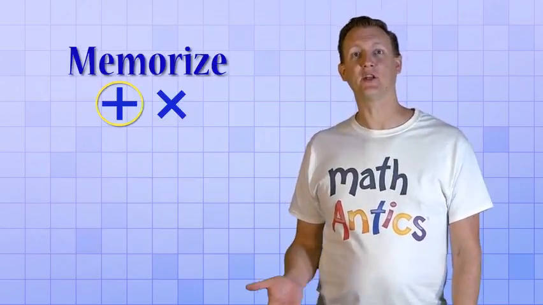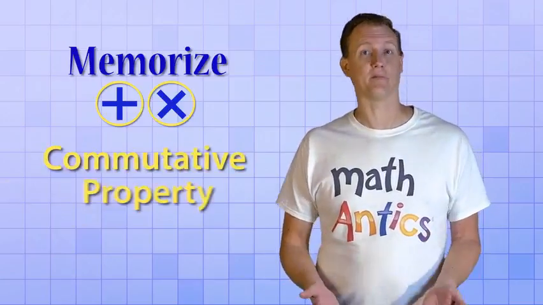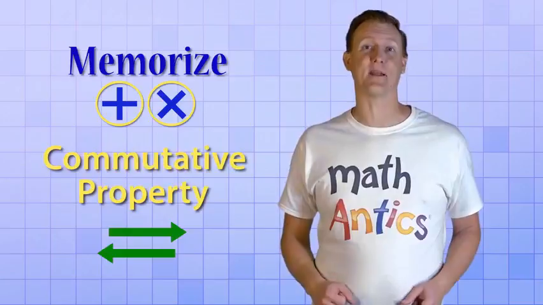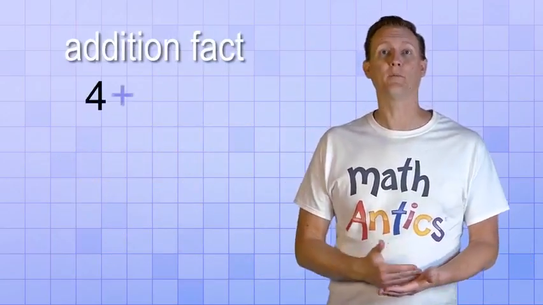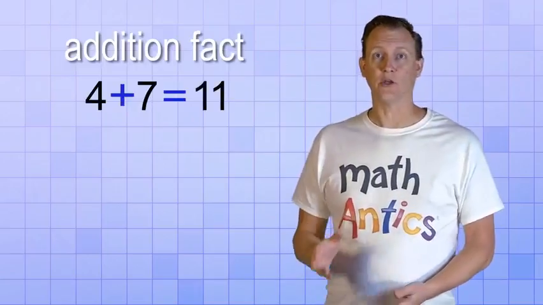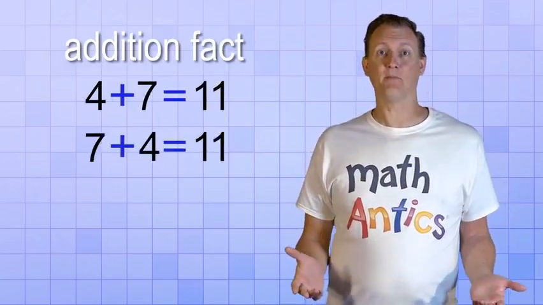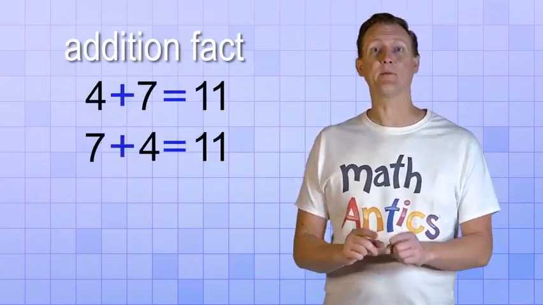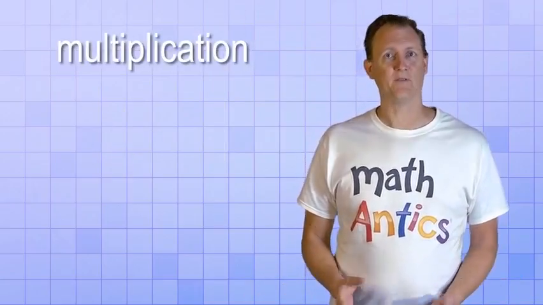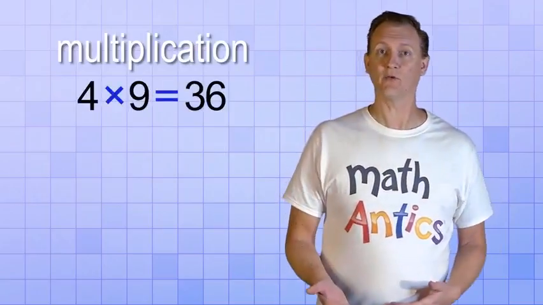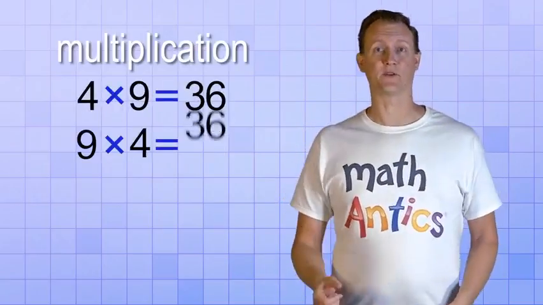And that's because addition and multiplication have the commutative property. Remember, you can switch the order of the problem and get the same answer. That means if you know the addition fact, 4 plus 7 equals 11, you also know that 7 plus 4 equals 11. So you don't need to memorize both of them. And the same is true for multiplication. If you know the fact 4 times 9 equals 36, then you also know that 9 times 4 equals 36.